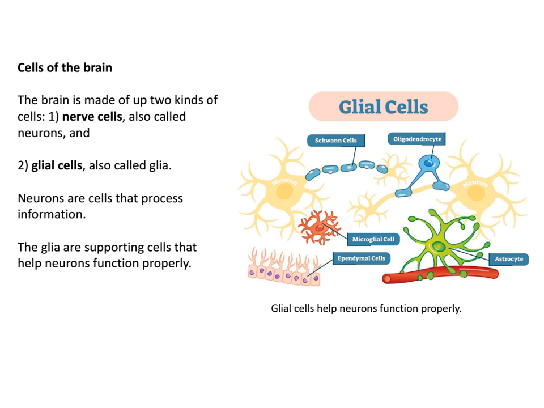To understand the brain, we need to understand its component parts. The brain is made up of two kinds of cells: nerve cells, which are also called neurons, and glial cells, also called glia. Neurons are the cells that process information and send electrical signals over long distances. Glia are supporting cells that help neurons function properly. So, for example, one function of certain glial cells is to help regulate the chemical environment around neurons.